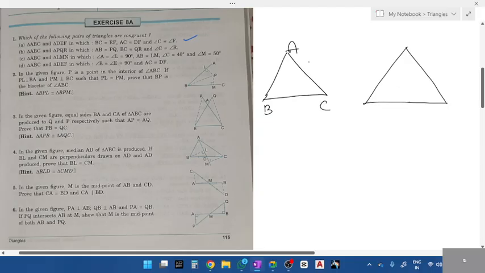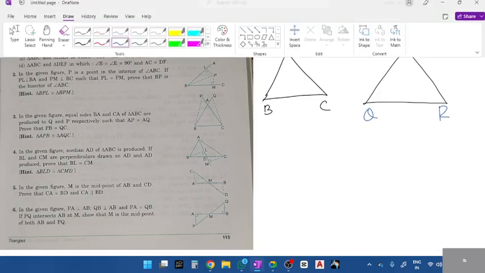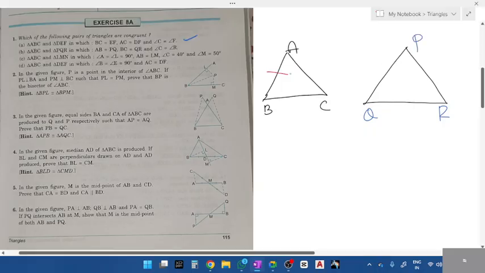Congruent. Can you explain in place of A what is given in the other triangle? In place of A, we have P, then in place of B, R. So we have drawn the diagram. Tell me the sides, which two sides are equal? AB is equal to PQ, one line. Next one, BC is equal to QR.